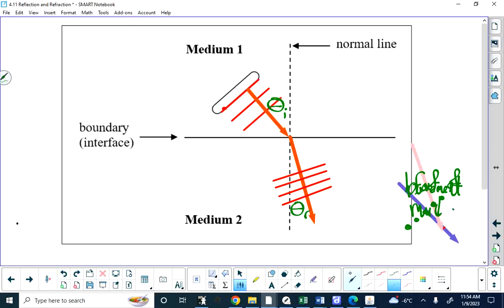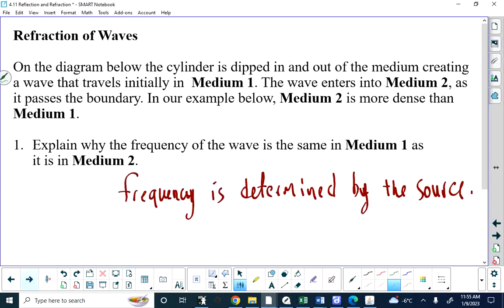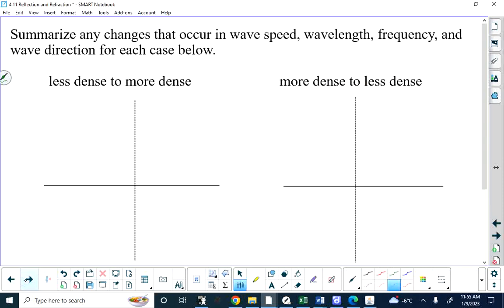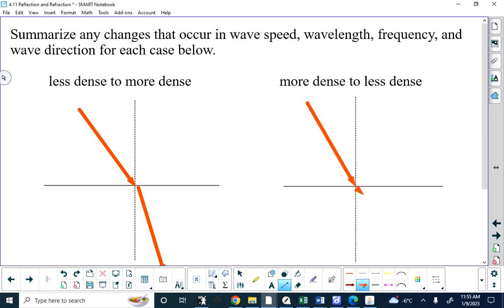So what do you need to know? When we start talking about refraction of light in Physics 30, you need to know this. If it goes from less dense to more dense, wavelength goes down, speed goes down, frequency stays the same and it refracts towards the normal. And that's what we have here. Less dense to more dense looks like this. More dense to less dense looks like that.